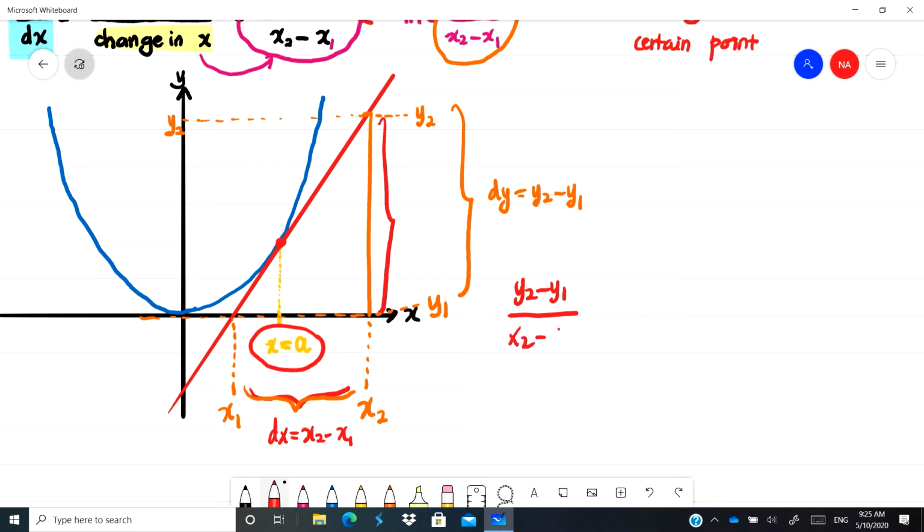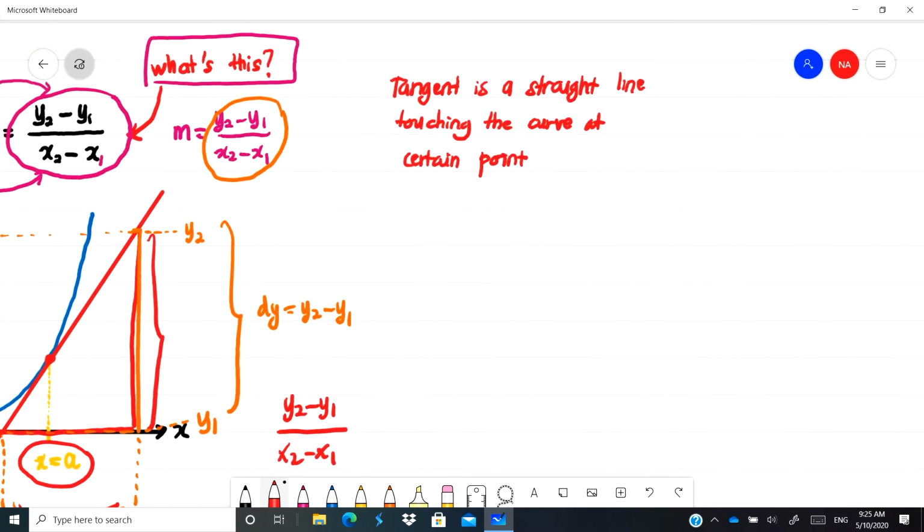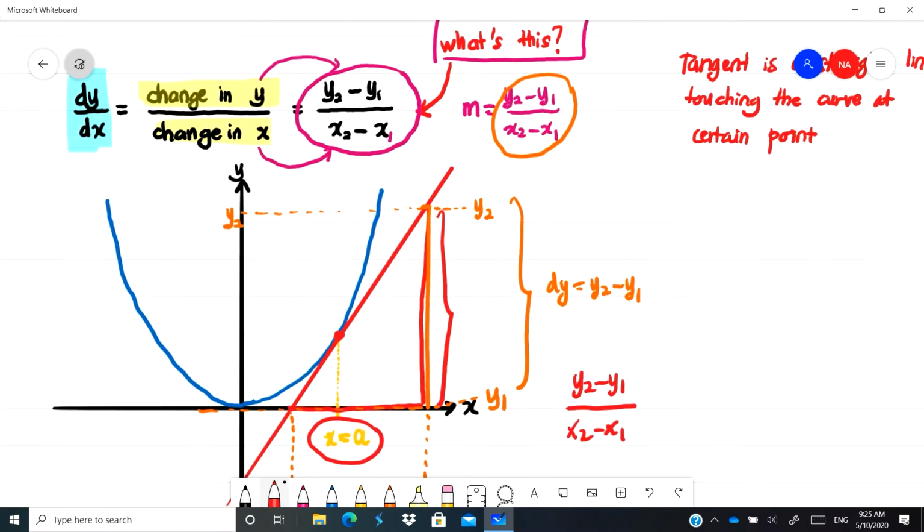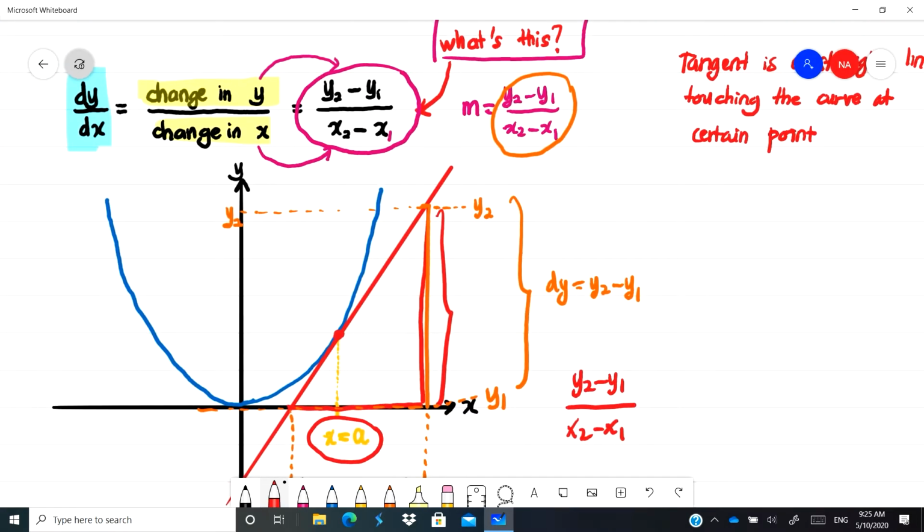If you find y2 minus y1, which is this length, divided by this length, x2 minus x1, this is the gradient of the tangent, or we can say the gradient of the curve. So this is what dy over dx is: the gradient of the tangent to the curve at that point.